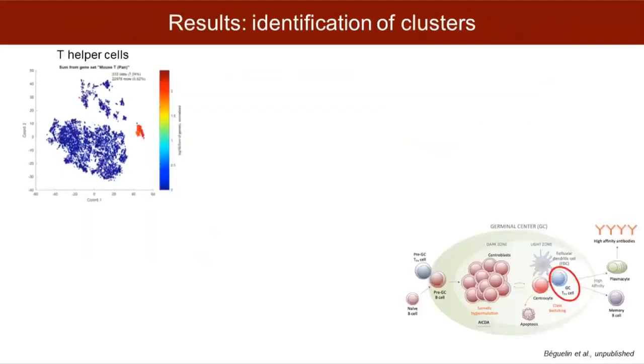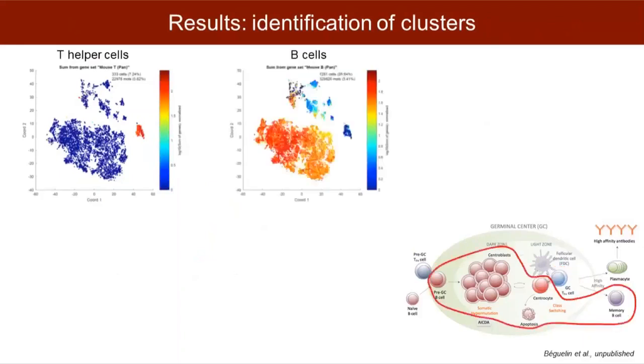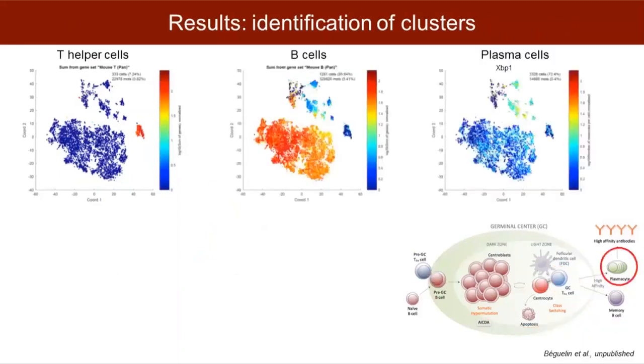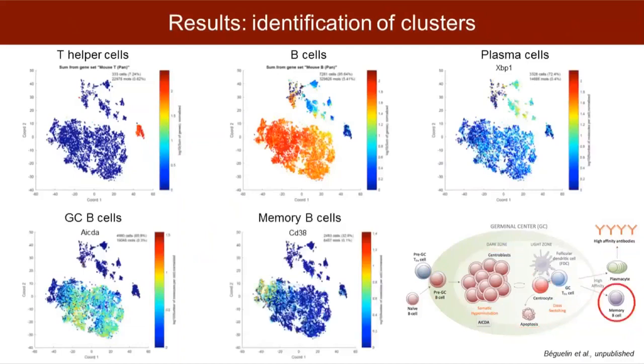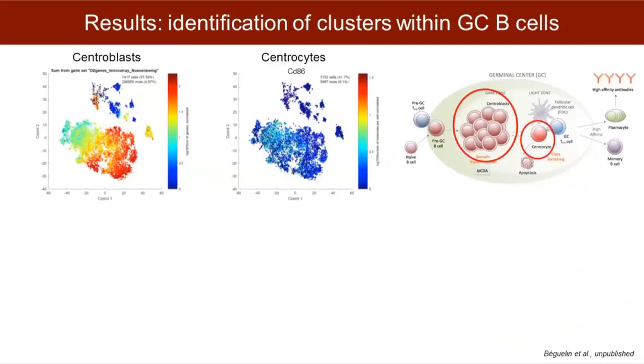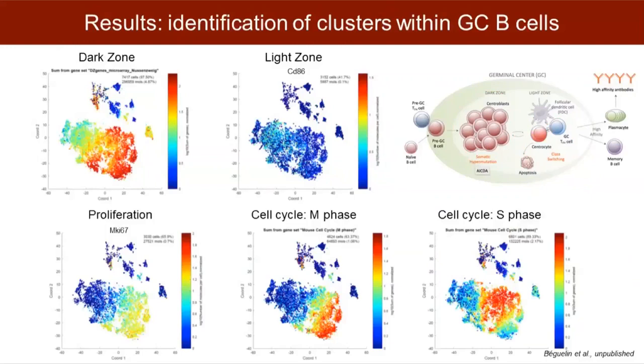Okay, so using a combination of tools to identify clusters, we could identify T helper cells, B cells, plasma cells, germinal center B cells, and memory B cells. Within germinal center B cells, we could easily distinguish centroblasts in the dark zone from centrocytes in the light zone. But not only that, because the centroblasts are highly proliferative cells, we noted that they were also clustered by cell phase stage.